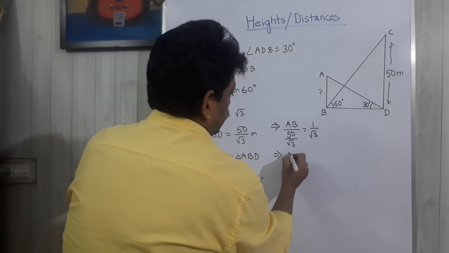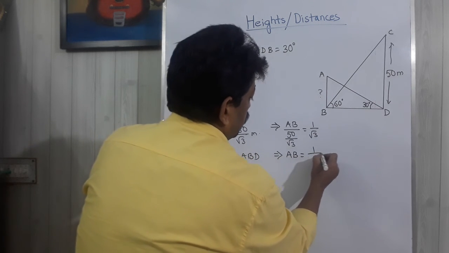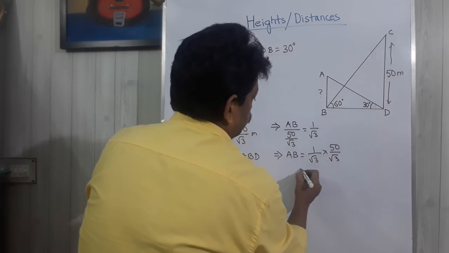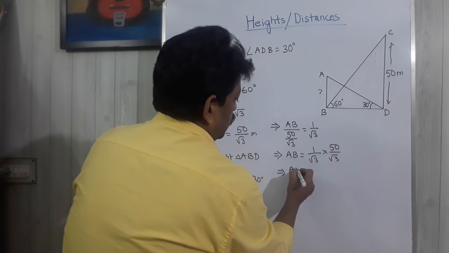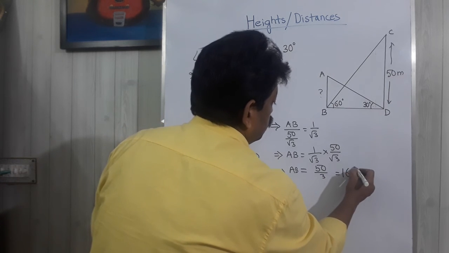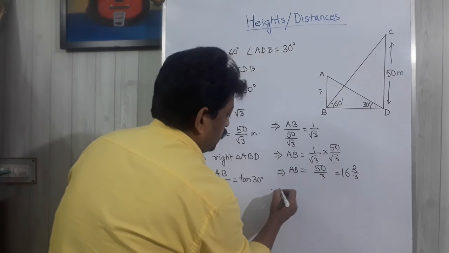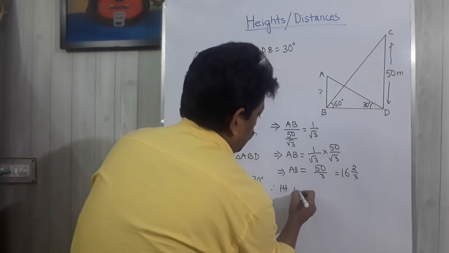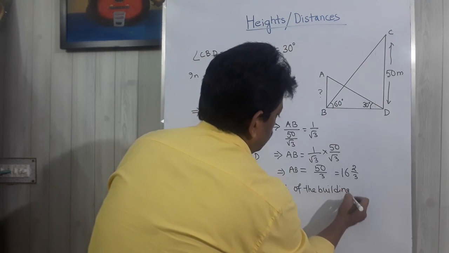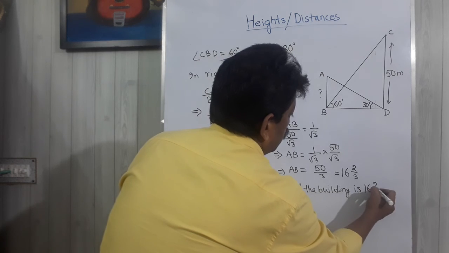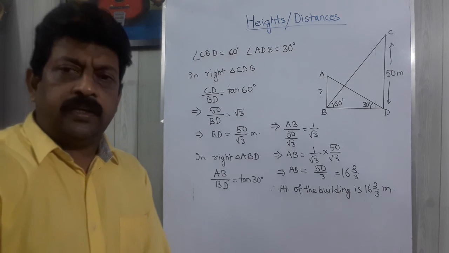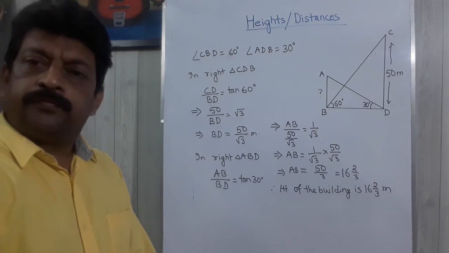Therefore AB is equal to 1 upon root 3 multiplied with 50 upon root 3. So by multiplication, AB is equal to 50 upon 3, that is 16 2 by 3. Therefore, the height of the building is 16 2 upon 3 meter. I think this question was very easy. Hope you have understood.